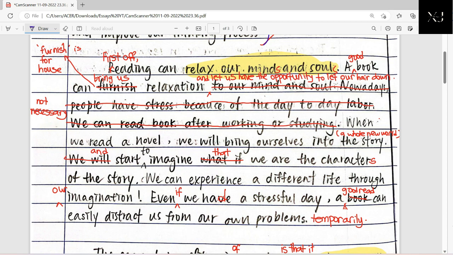Okay, so that's why she further elaborated by saying that we can experience a different life through our imagination, right?